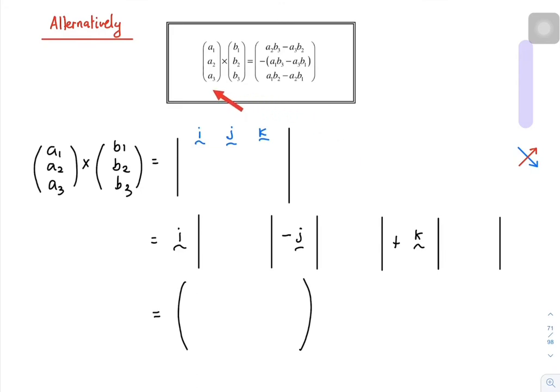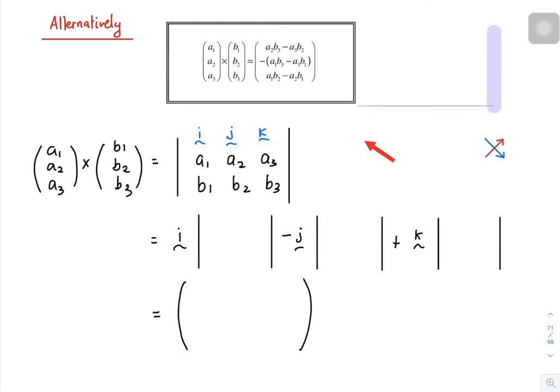Alternatively, we can find the result of the cross product between two column vectors using the determinant method. Now, if we want to find the result of the cross product between these two vectors, we can form this determinant. I, j, k. Put the first column vector in this way, a1, a2, a3, and the next column vector in this way, b1, b2, b3.